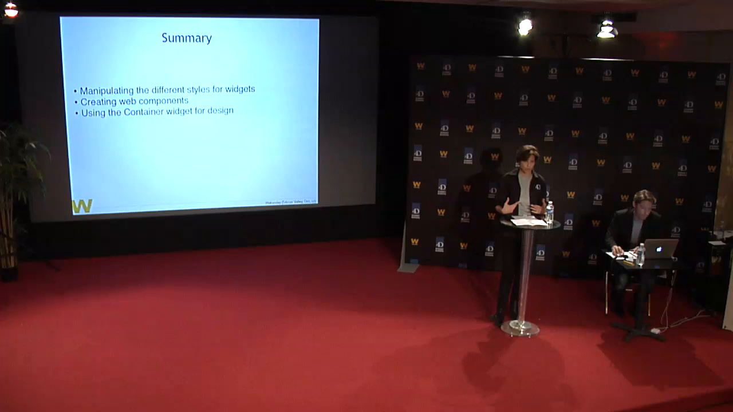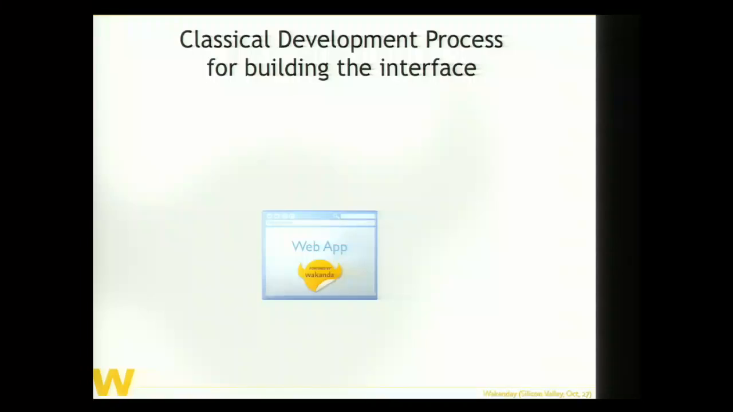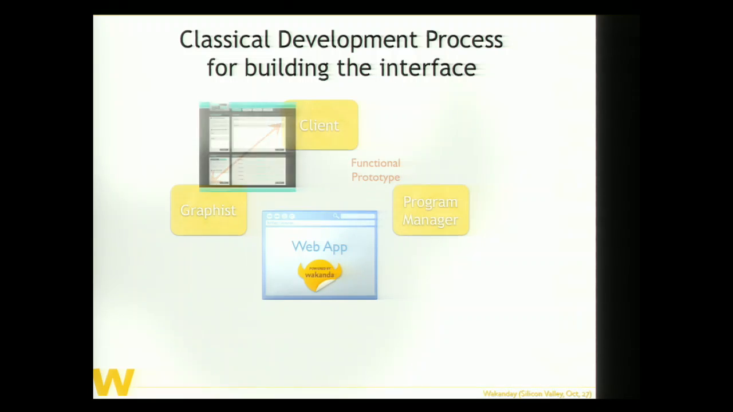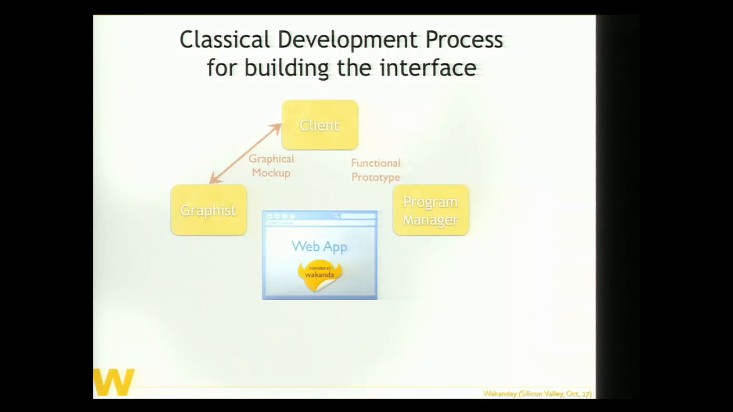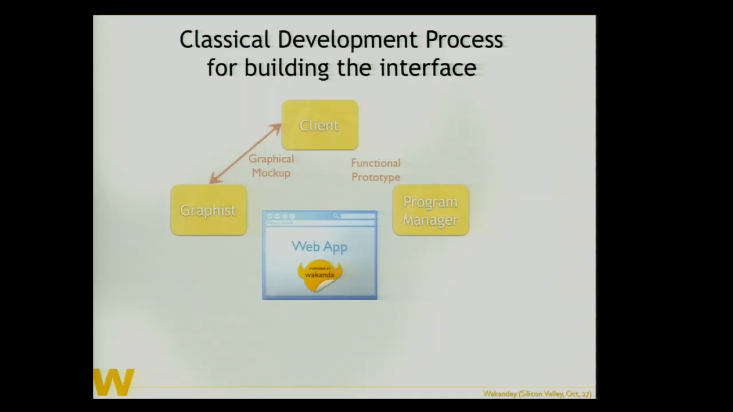First we're going to run you through a classical development process for a web application. Generally, a client defines his or her requirements to a program manager. The program manager creates a functional prototype. A graphical designer is hired to create the visual identity and graphical standards for the application in Photoshop. A front-end developer takes the Photoshop files and creates a graphical mock-up of the page in HTML. And then you have the back-end developer who integrates the graphical mock-up with the features defined in the functional prototype.